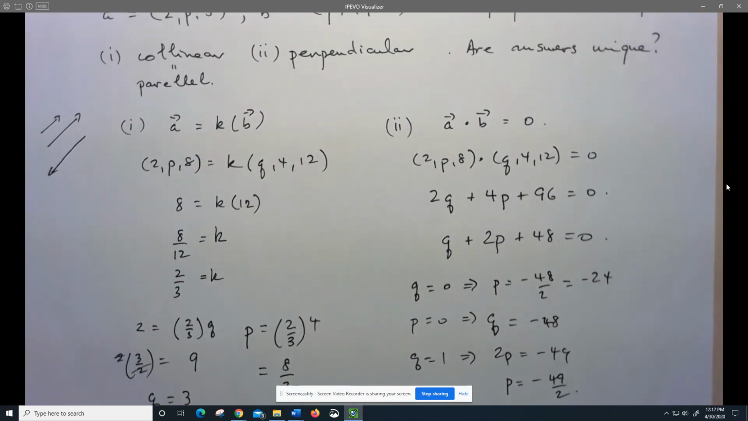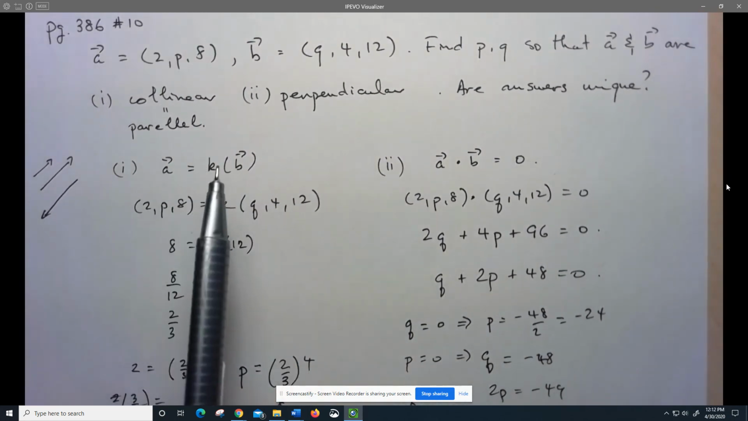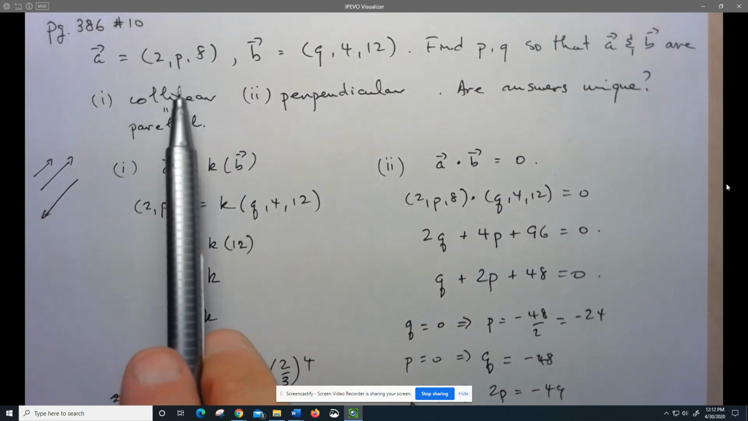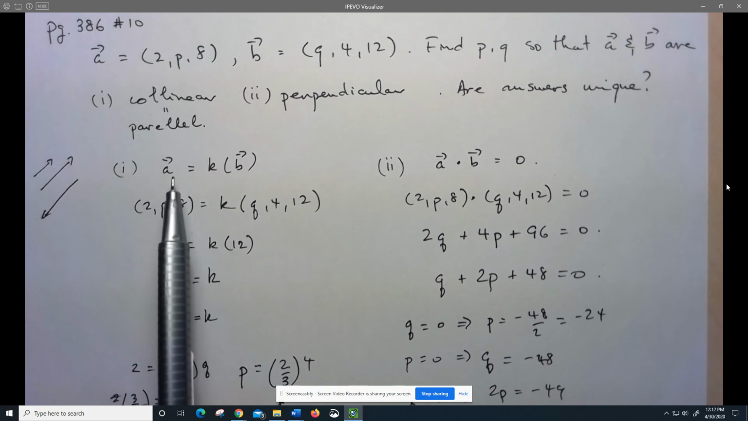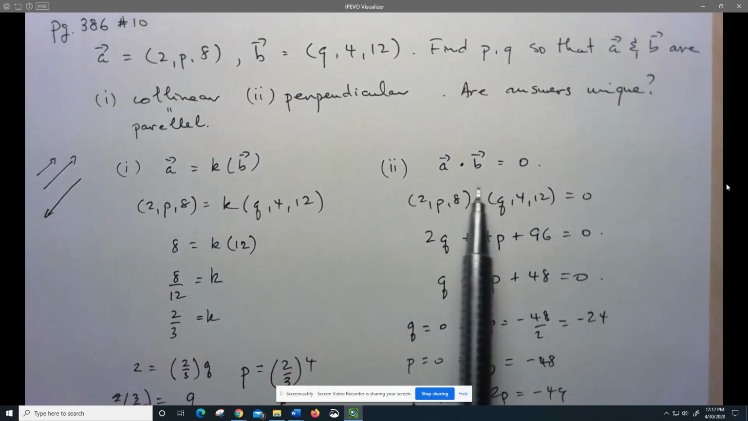All right, so just to recap here, what was needed to solve this problem was to realize that if 2 vectors are to be parallel or collinear, they have to be scalar multiples of each other. And if 2 vectors are to be perpendicular, their dot product has to be equal to 0. And using that led us to our answers. All right, that's it for this one.